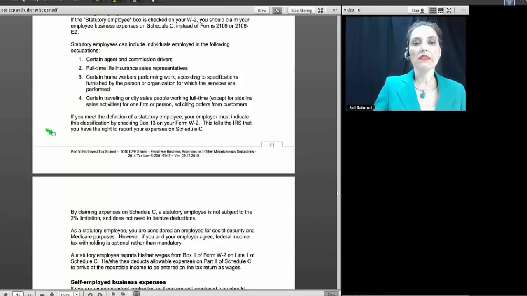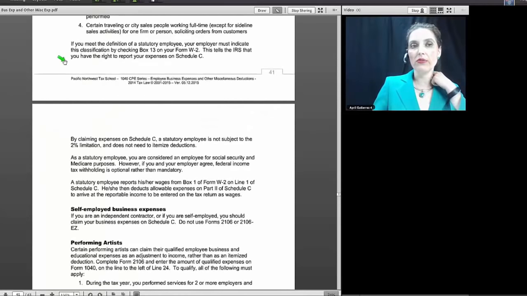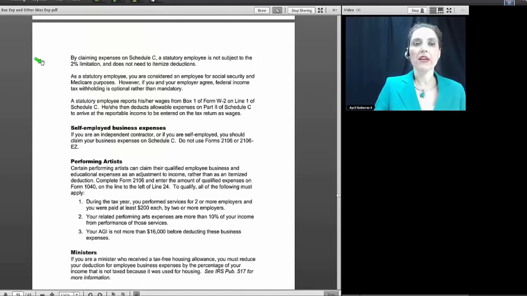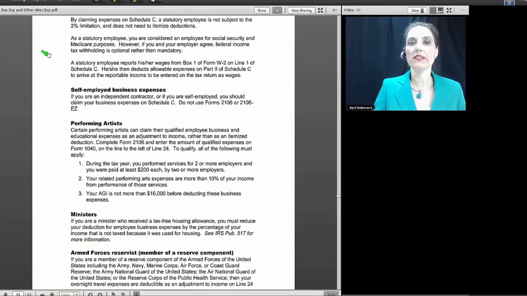So if you meet the definition of a statutory employee, your employer must indicate this classification by checking box 3 on the W-2. And this tells the IRS that you have the right to report your expenses on Schedule C. By claiming expenses on Schedule C, the employee is not subject to the 2% limit and does not need to itemize deductions.